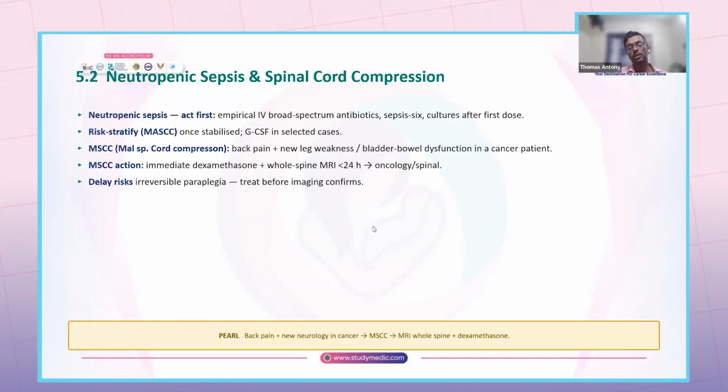It is the other way. If the patient is having a high MASCC score, that means the patient is having a low risk. That means the patient may be suitable for discharge with oral antibiotics.